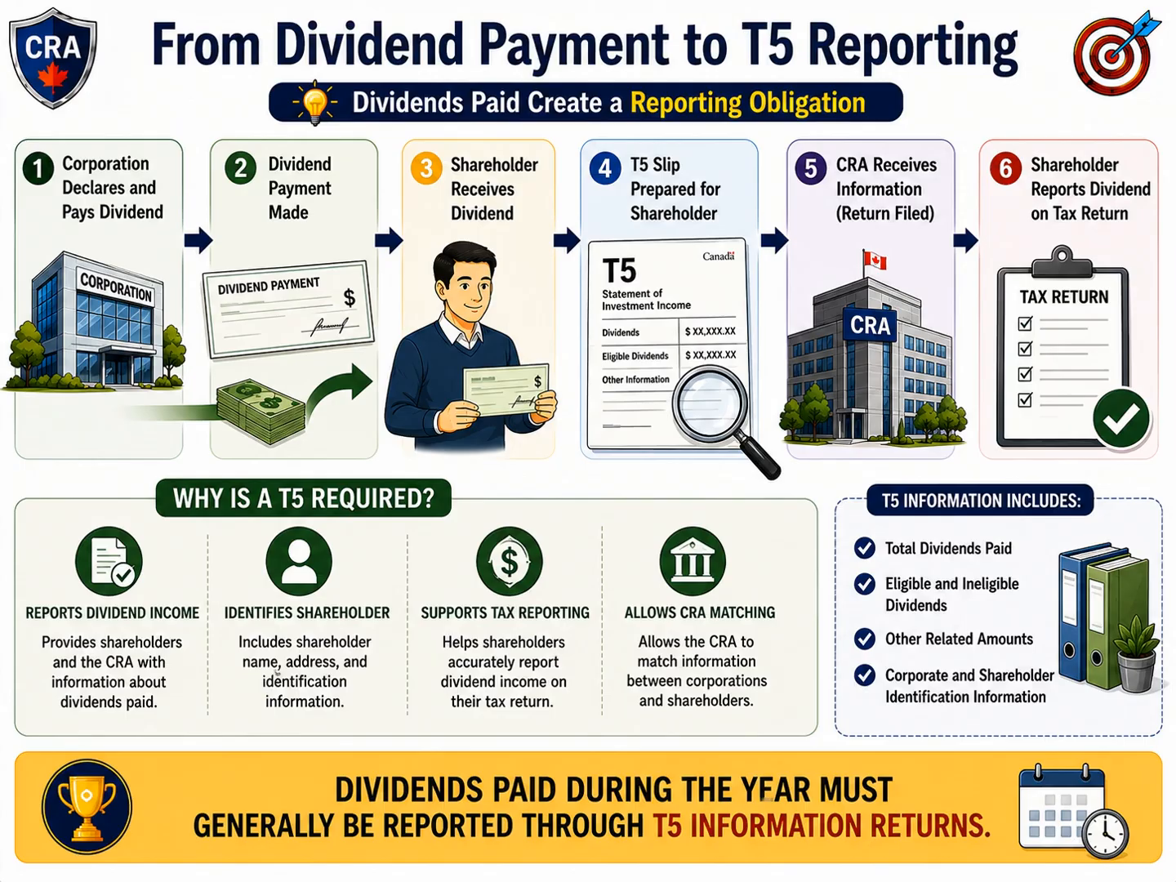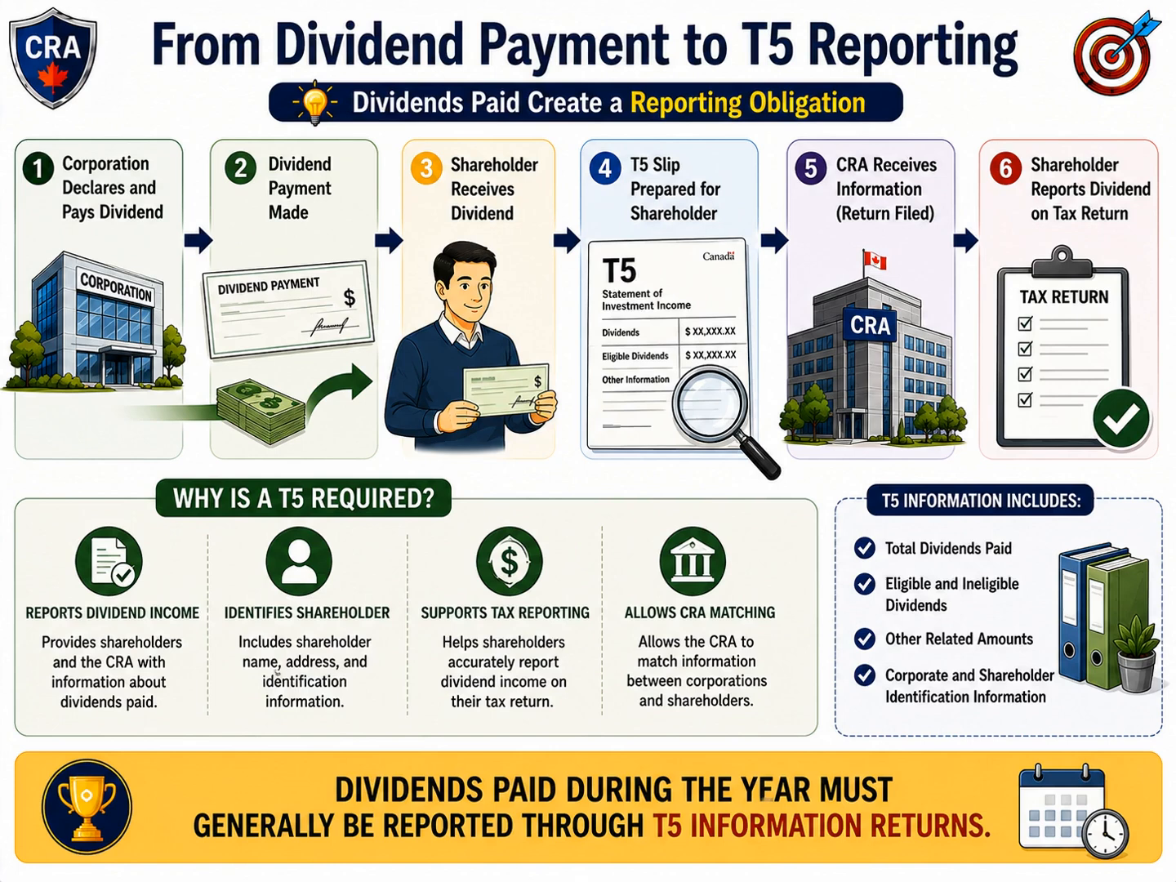A T5 slip is an information return used to report certain types of investment income, including dividends paid to shareholders. The corporation prepares this slip to document the dividend amounts received during the year. The T5 slip contains important information, such as the shareholder's identity, the dividend amounts paid, and whether the dividends are classified as eligible or ineligible. This information is essential because it helps ensure that the dividend income is reported correctly for tax purposes.